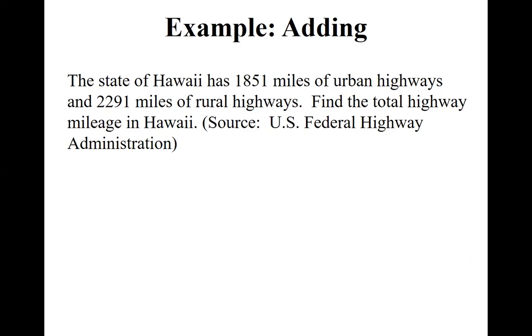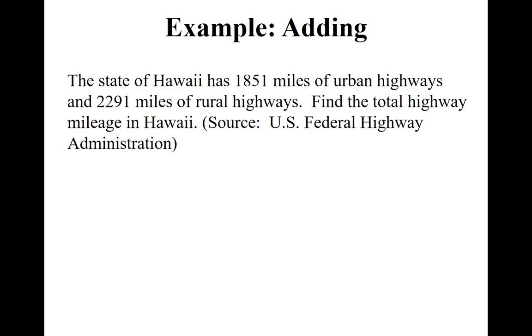An example involving adding. The state of Hawaii has 1,851 miles of urban highways and 2,291 miles of rural highways. By the way, notice these are numbers in the thousands, but there's no comma. When it's just a 4-digit number, the comma is optional. But if there were 10,000 or more, the comma would have to be there. But 9,999 and less, optional comma.